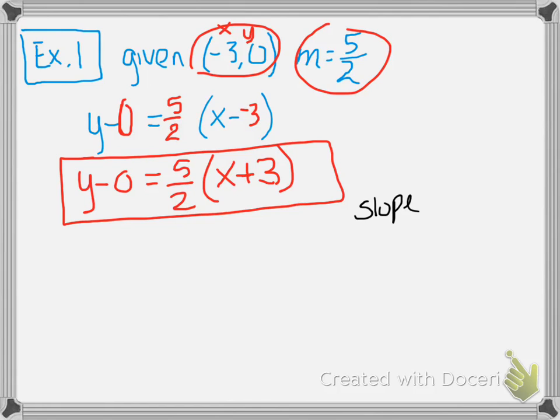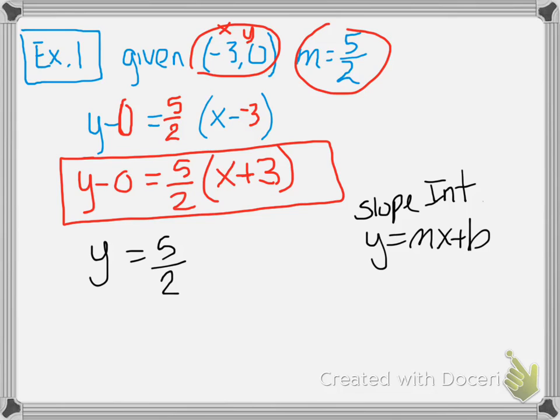Slope intercept form, I know that that's y equals mx plus b. So I know that I need to get the y by itself. In order to do that, I'd have to use distributive property to multiply the 5/2 through to get rid of the parentheses. And then I can move the 0 over. I mean, I wouldn't have to because it's 0, but if it was any other number, I'd have to use inverse operations to move it over. So y minus 0 is y. 5/2 is 5/2 x, because it's 5/2 times x. 5/2 times 3 is 15 over 2.